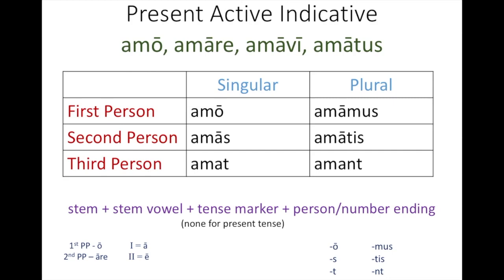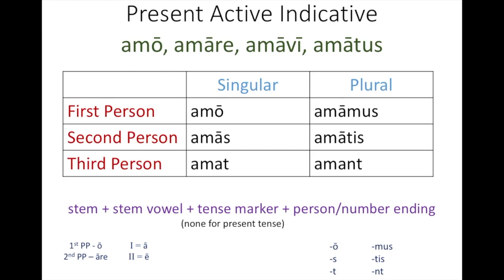So for amo, amare, you can find your stem from the first or second principal part. If you use the first principal part, you remove the o, so am. If you're using the second principal part, you remove the are, so am. Then you add the stem vowel, a for first conjugation, like amo, amare with that are in the second principal part. Or for second conjugation, you add an e, like habere, the long ere in the second principal part.